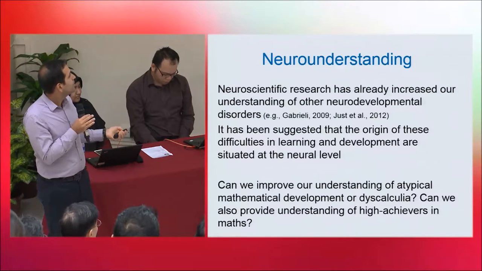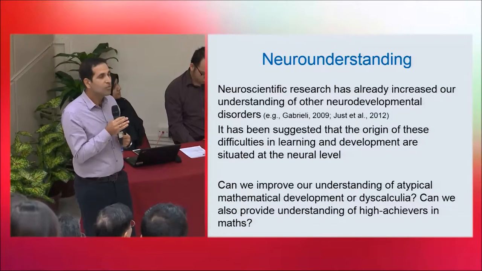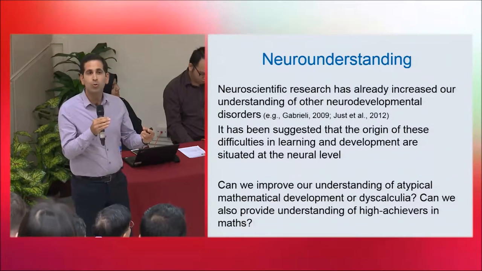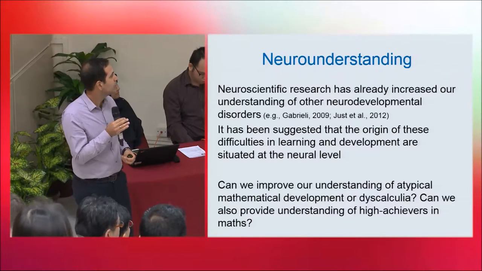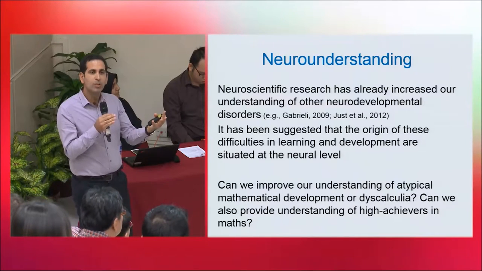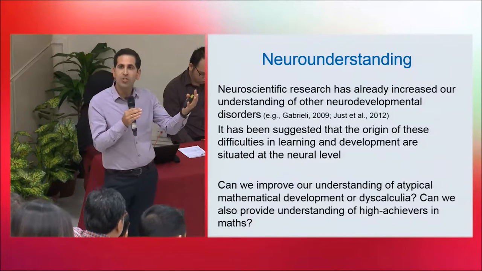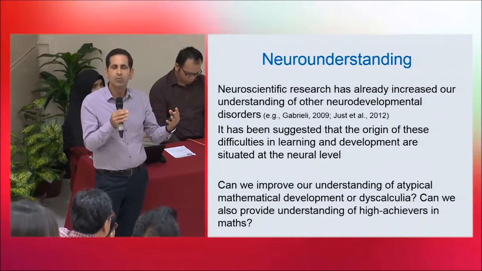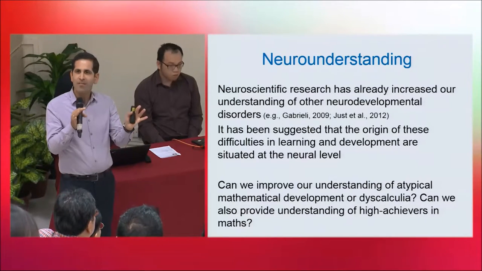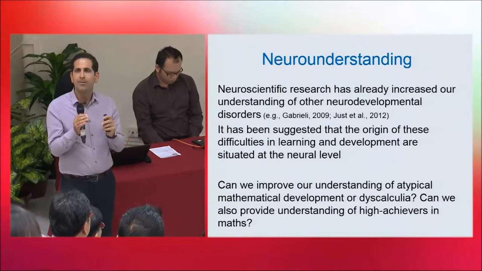And this, of course, leads to the question whether we can improve the understanding of atypical mathematical abilities like dyscalculia based on educational neuroscience findings. And if we can also provide, this is another side of the coin, if we can also know why those who really outperform others, why those who really achieve high, how does it relate to their brain? And I focused so far on the average population. Let me show you some slides on that, also on atypical development.